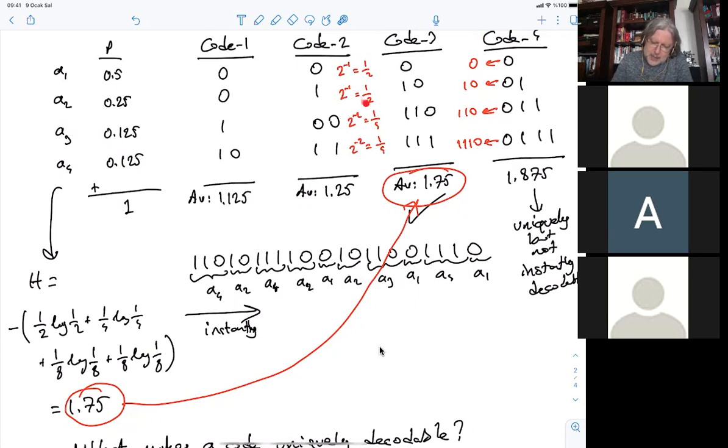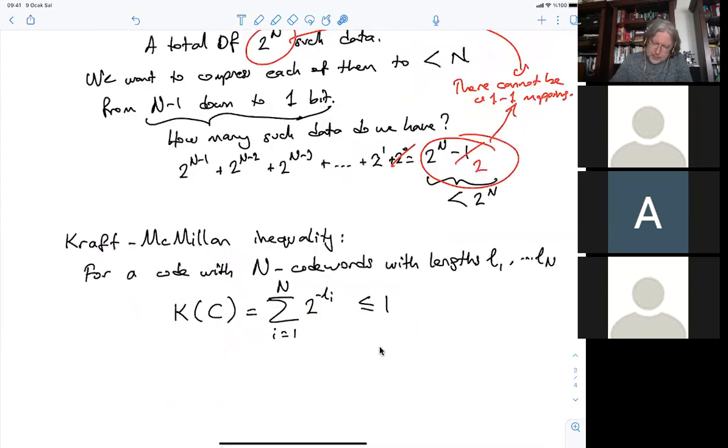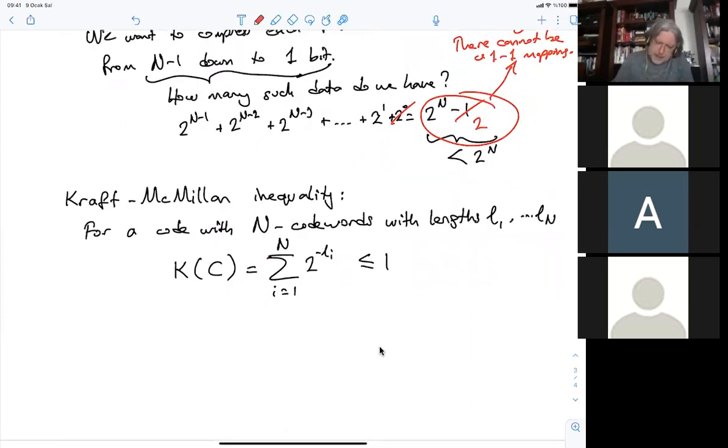And if you add them up, as you see, even these two will already make 1. And then these two will make 1 over 2. So 1 plus 1 over 2 is 1.5. This summation, the Kraft number of this code, is 1.5, and it is clearly not less than or equal to 1. Therefore, it can't be uniquely decodable. So let's come back. This is necessary for uniquely decodable codes.